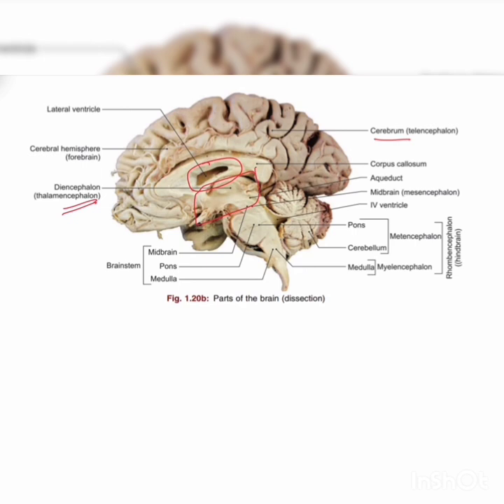Okay. This is the midbrain, pons and medulla, which makes the brainstem. Here we can see the pons and cerebellum, which makes the metencephalon, and medulla, that's the part of myelencephalon. You can see the cerebral aqueduct here. The midbrain is situated here, and this is the fourth ventricle. This part is the cerebellum.